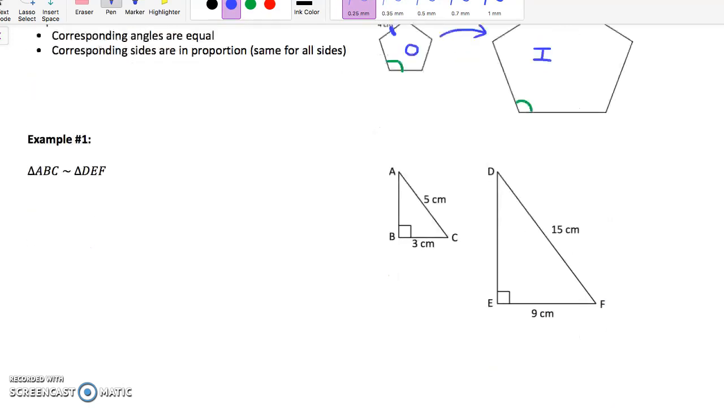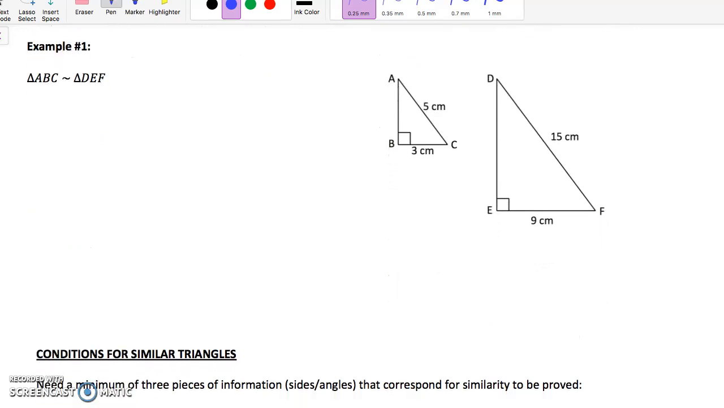So let's take a look at an example about similar triangles. In our first example, we have triangle ABC. It is similar to triangle DEF. By looking at the diagram, we can see that we've got 2 right-angled triangles. One is clearly larger than the other. So it'd be great to identify the corresponding sides and angles that are the same.